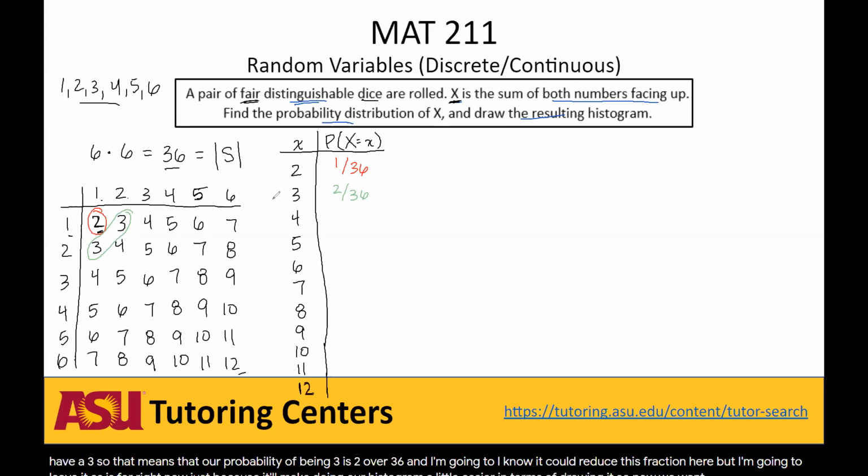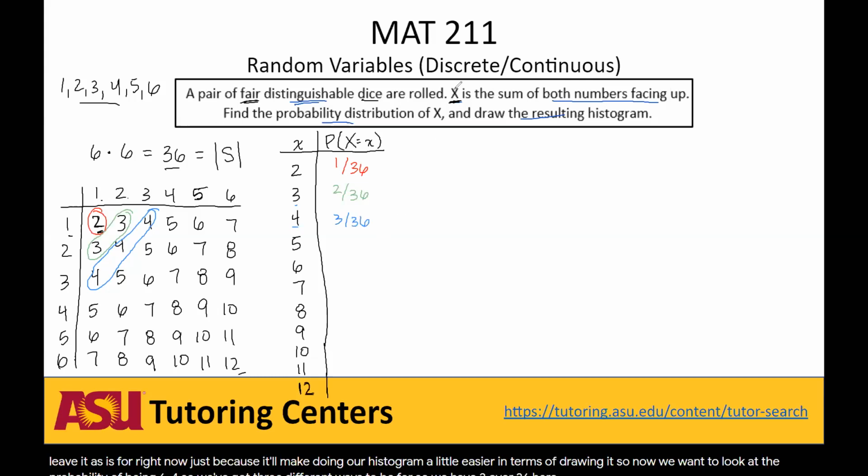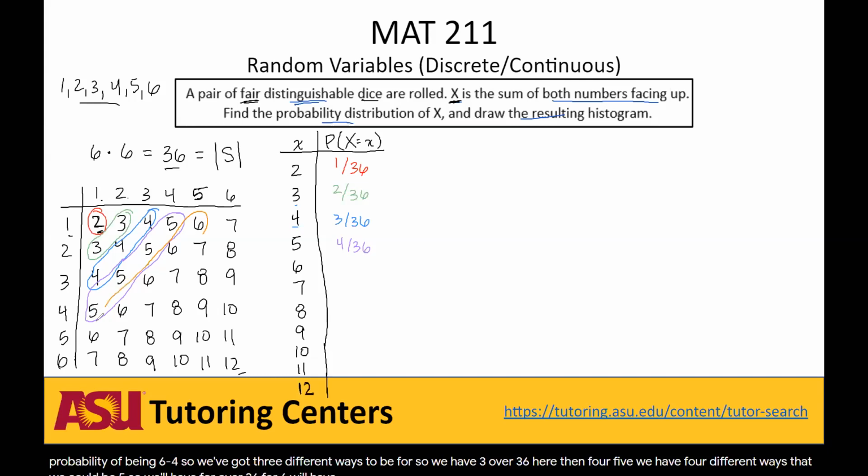So now we want to look at the probability of being 4. So we've got 3 different ways to be 4. So we have 3 over 36 here. Then for 5, we have 4 different ways that we could be 5. So we'll have 4 over 36. For 6, we'll have 5 different ways that we could be 6. So we'll have 5 over 36 here.